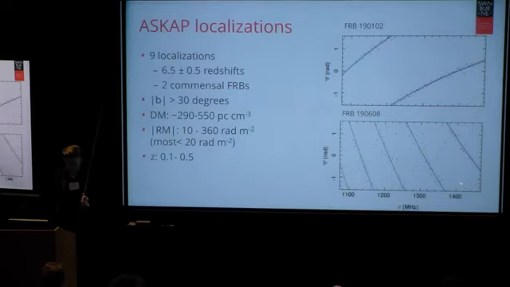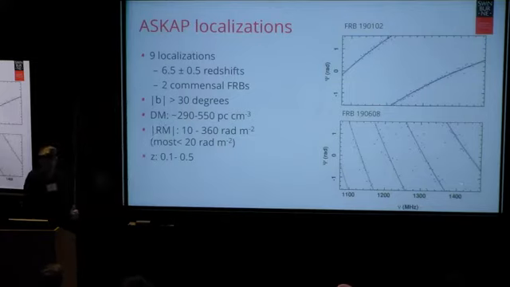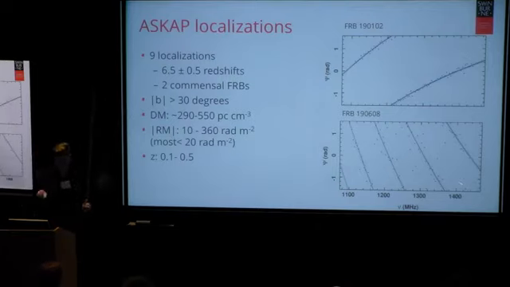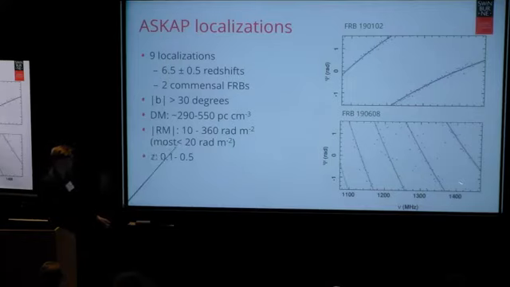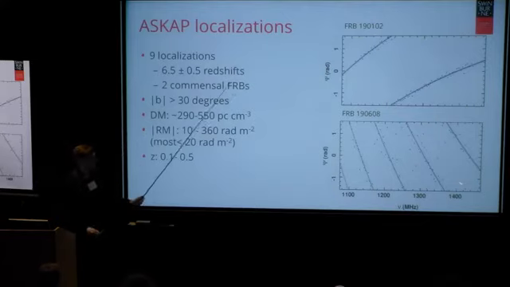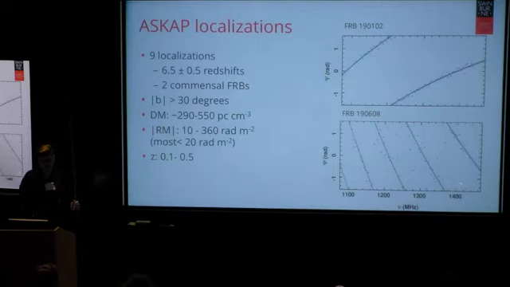So yeah, I said there's 9 localizations. I'm going to call it 6.5 plus or minus 0.5 redshifts. We've detected 2 FRBs in our commensal mode, and all of the FRBs have been at high latitude, so we're not having to deal with the Milky Way as much. Dispersion measures are between 290 and 550. As I said, the rotation measures are between 10 and 360, and a lot of them are on the order of tens. I just plotted a couple examples here of what polarization position angle looks like for a couple of high rotation measure FRBs, because it's nice to see that lambda squared signature.